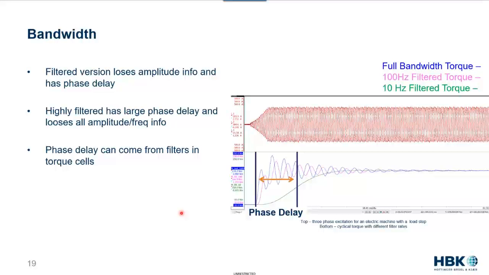The filters can be present not only in the instrumentation, but also on the sensor side. So one thing to be aware of, even if you have an HBK torque transducer, we offer internal filters. Not everybody wants to have that full bandwidth of information. So as you use those sensors, be aware of what filters are present in the system and make sure you've got them set the way that you want.